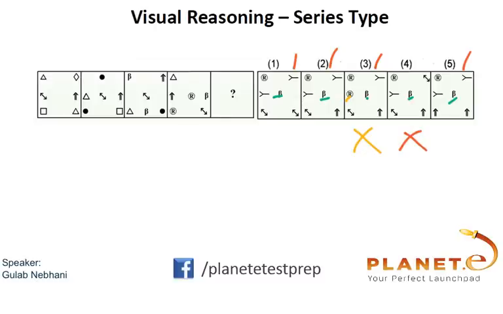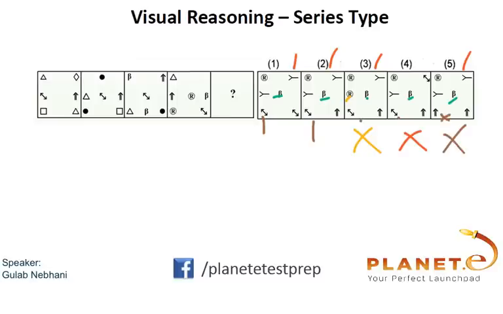Then I can see something like a double-sided arrow here in the figure 1 as well as here. It's there here as well, it's there here as well. Now 3rd and 4th were automatically out of consideration. It's there in figure 3rd and 4th. It's not there in figure 5th. So I'll put a cross mark against option number 5.